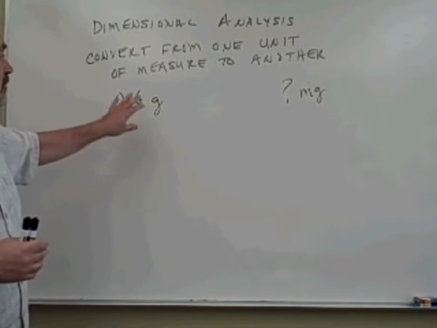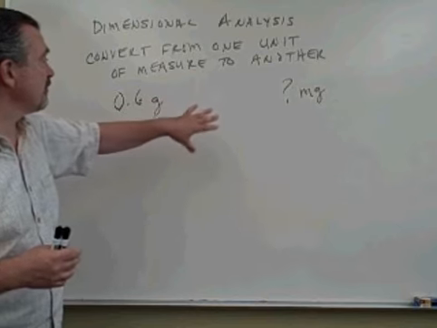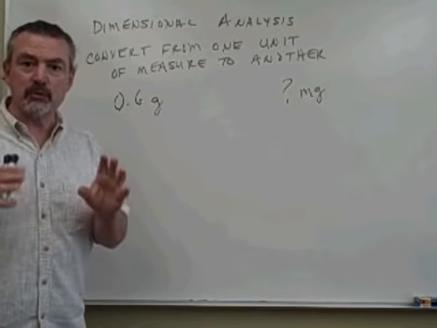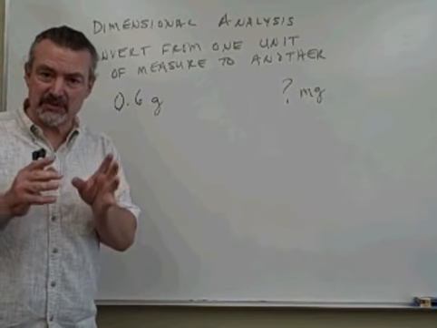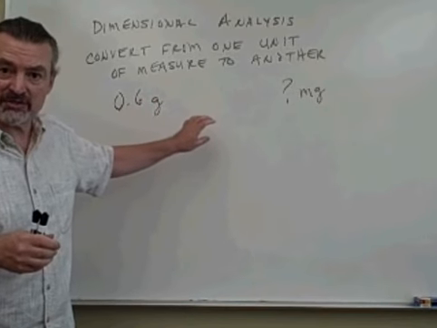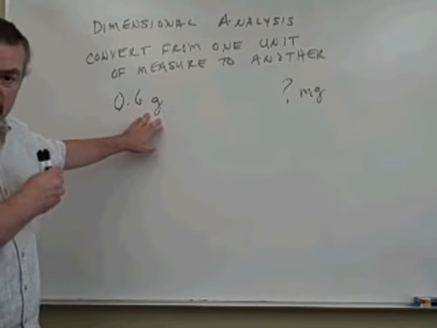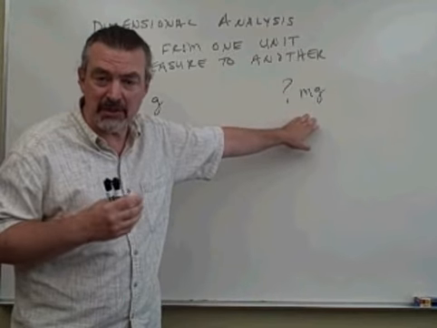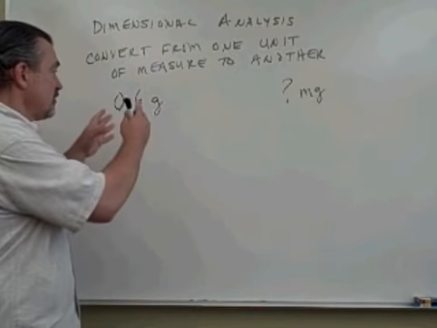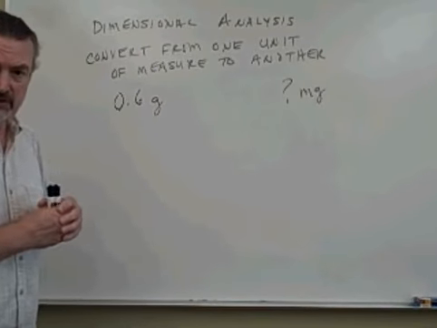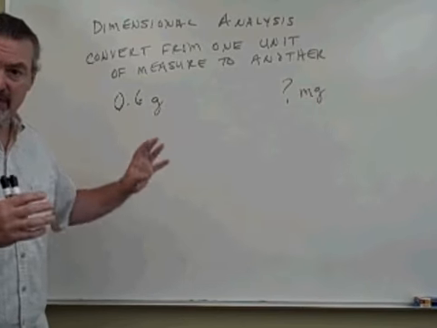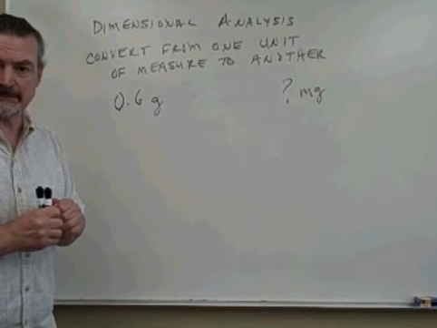The process that we use to convert from one unit of measure to another is called dimensional analysis. The reason it's called dimensional analysis is because we focus on the dimensions, and the dimensions are the units of measure. So the dimension here is grams, the dimension here is milligrams. And we use an analysis of the dimensions to make that conversion for us. In this instance, to tell us how many milligrams are equivalent to having 0.6 gram.